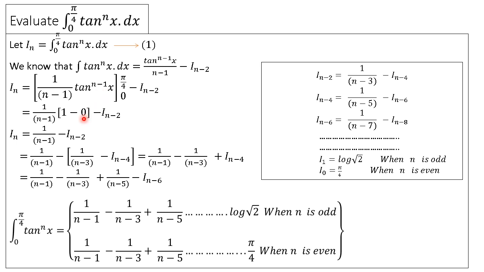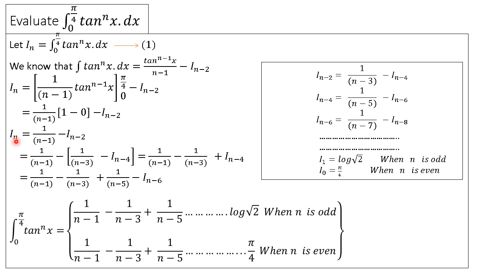Therefore, this one is 0. Here I_{n-2} is as it is. Therefore, I_n is equal to 1 by (n minus 1) minus I_{n-2}. Now we have to find out the value of I_{n-2}. How to find the value of I_{n-2}? Substitute n is equal to n minus 2 here.